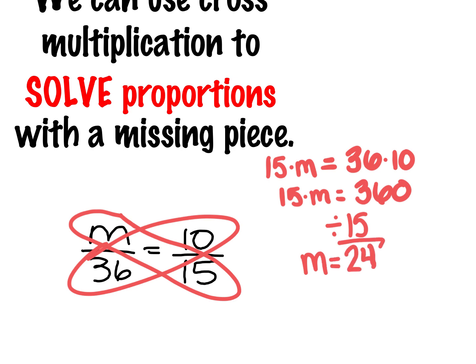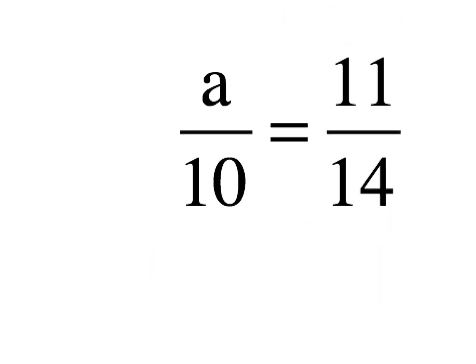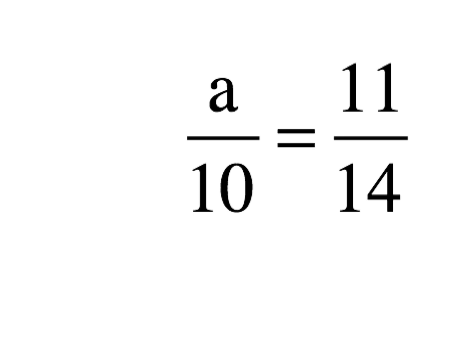So what that tells me is that a 24 to 36 ratio is equivalent to a 10 to 15 ratio. Okay? That one I asked you to just watch. A couple of you wrote it down, which is fine. These next two, I want you to put in your notebook so you've got two examples to look at with work. Okay? So go ahead and start by copying this one down somewhere in your notebook.